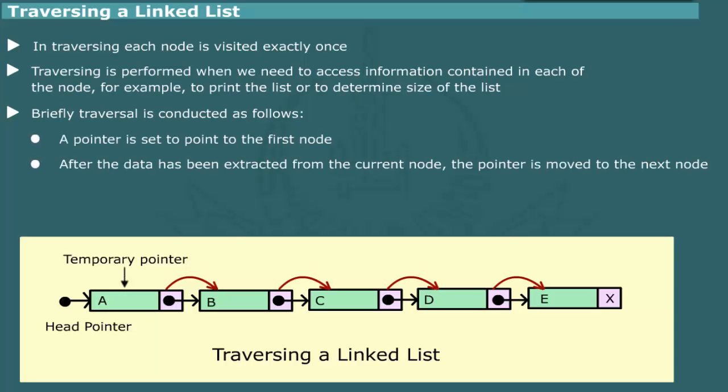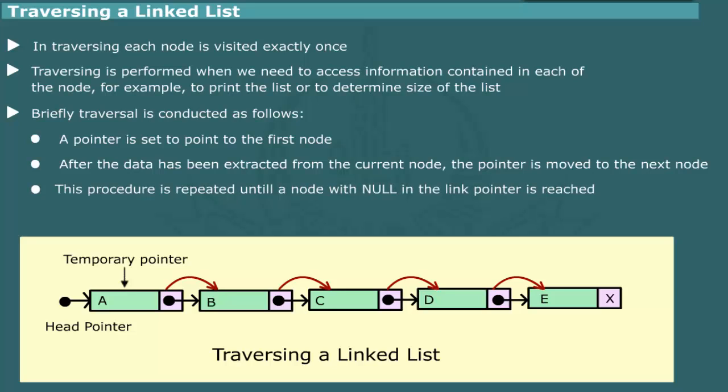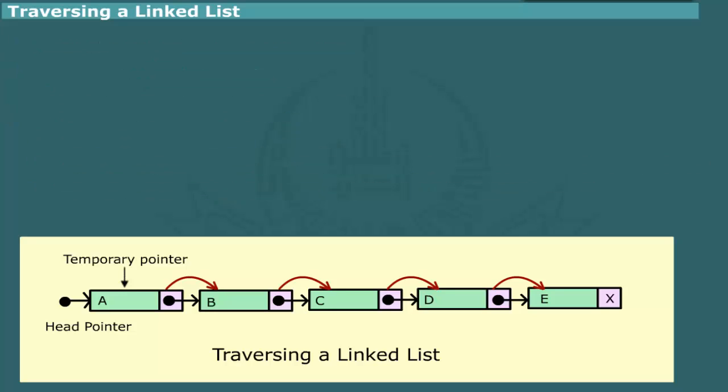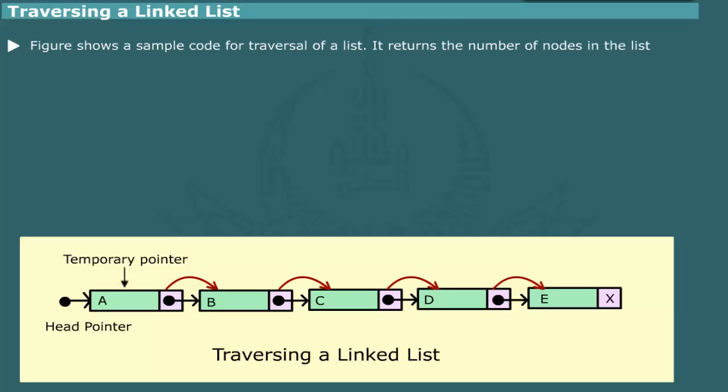In order to traverse a list, we normally use a pointer, which is initially set to point to the first node. After the first node has been processed, the pointer is set to move to the second node by using the link pointer of the first node. This process is continued until a node is encountered with link pointer containing a null value. We have already seen the use of traversal procedure in performing insertion and deletion. Figure shows another example of traversal algorithm.